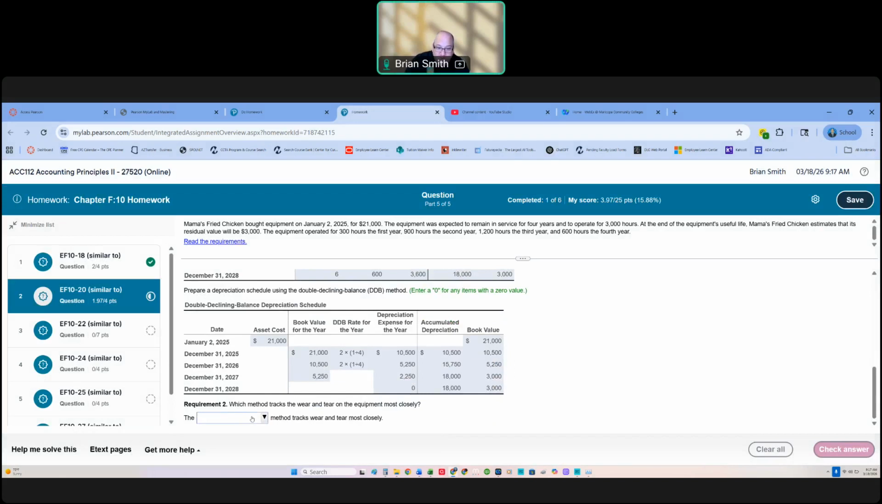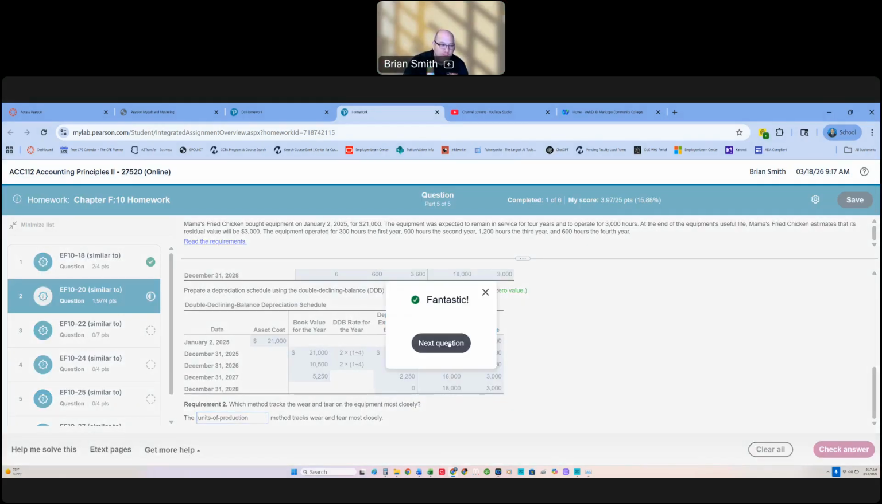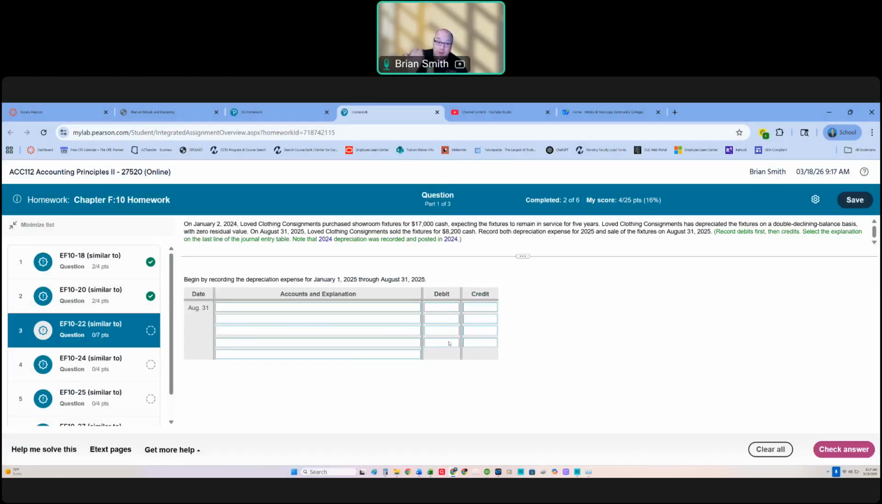All right, which method tracks the wear and tear on the equipment most closely? That's going to be your units of production, all right? Because the more you use an asset, the more likely it's actually going to wear and tear. All right, good. Next question. Depending on some of these, though, I might skip them. I'm not going to keep doing the same thing for you over and over again. You should be able to learn how to do it, know how to do it.